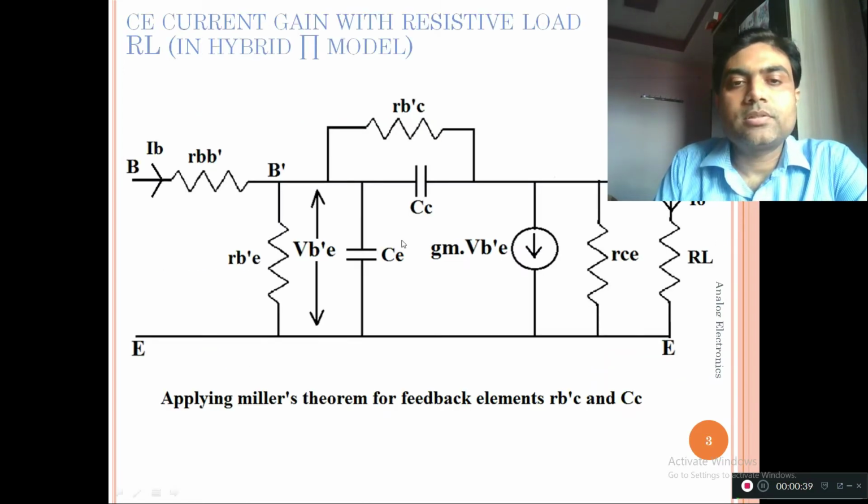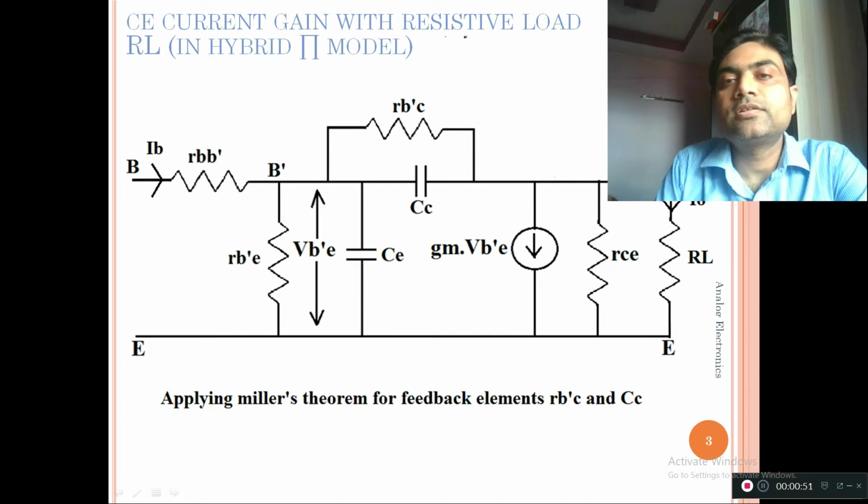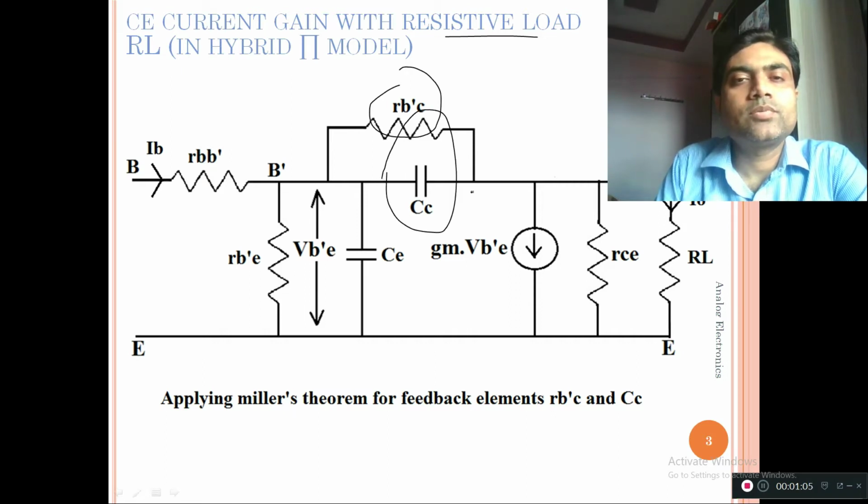So this diagram is the same as we discussed in the previous lecture. This is the RL, which will now be present in our analysis since we are talking about the resistive load. We are not going to short this particular resistance anymore. So again we are applying Miller's theorem to RB'C and CC. Whatever analysis I told in the previous lecture prevails here. If you are coming directly to this lecture, just watch the previous lecture for further details.